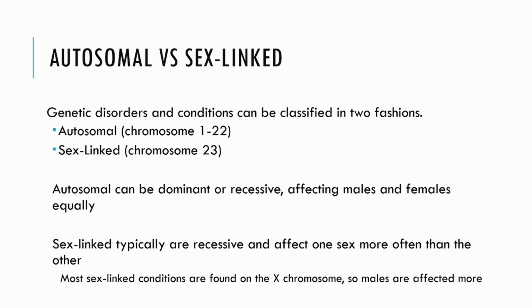We also want to get into how we can pass things down based on which chromosome a trait is found on. So we can classify genetic disorders and conditions based on which chromosome that gene is found on. Whether it's found on an autosomal chromosome, which would be chromosomes 1 through 22, or on one of the sex chromosomes, which we would call sex-linked, chromosome 23. When we look at autosomal conditions, they can be dominantly inherited or recessively inherited, and they affect males and females relatively equally.